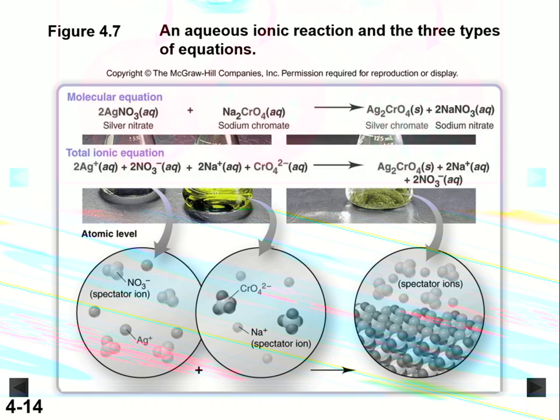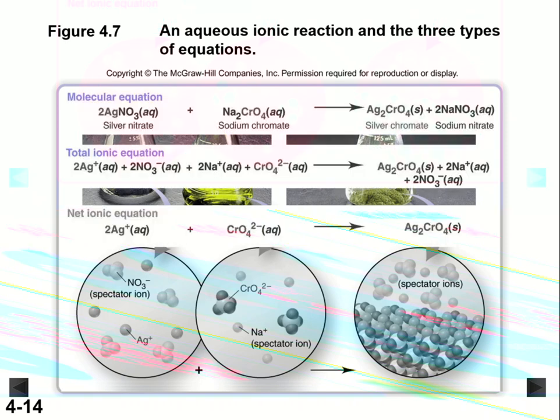So here's our aqueous reaction with the three types of equations. And we've already seen this. We know our molecular equation now. We know our total ionic equation and our net ionic equation. And for what it's worth, we usually write the net ionic equation. Sometimes we write the molecular equation to indicate how we got the materials present. The total ionic equation is written fairly rarely. It's somewhat more tedious and not as efficient.